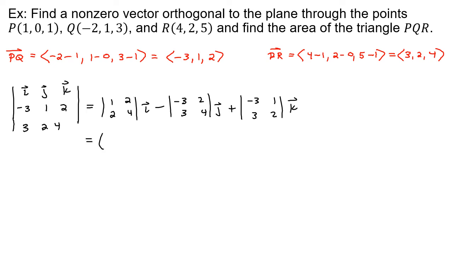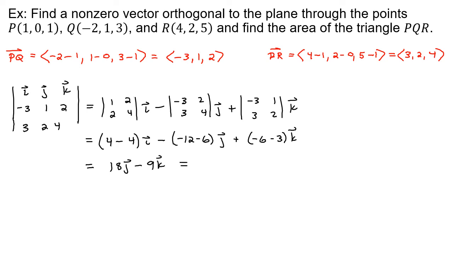This will give me 1 times 4 is 4, minus 2 times 2 is 4. Then I'll have a -12 minus 6 on the J. And I'll have a -6 minus 3 on the K, multiplying the diagonals and subtracting them. This will give me, the first part goes away, that's just 0. This will give me an 18J, and 6 and 3 make 9, so I get 9K. Or you could write it as 0, 18, -9.